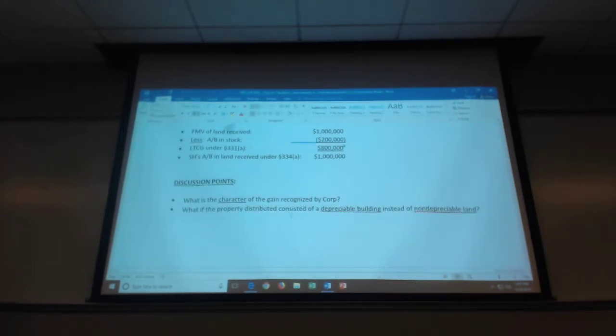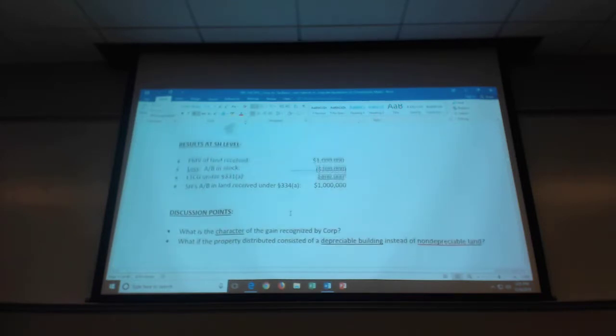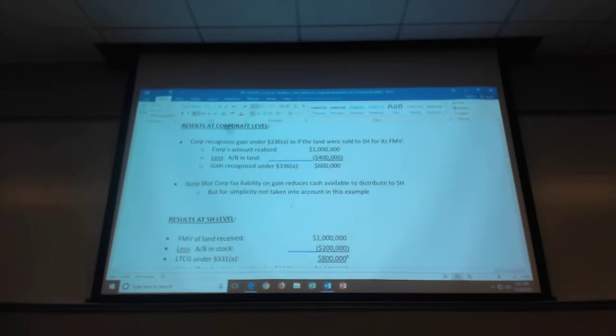So the character of the gain recognized by the corporation, we sort of answered that question here. The deemed sale of the land to the shareholder. Here it's land, which is a capital asset, so it's long-term capital gain. What would have happened if the corporation had distributed inventory instead of land? Ordinary income. Why is that? Because it's not a capital asset. Right, exactly.